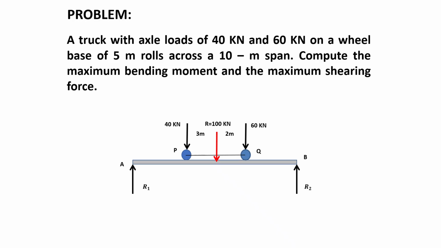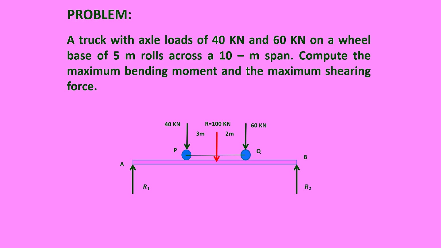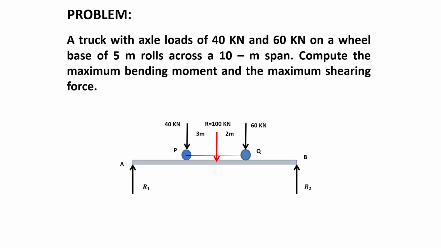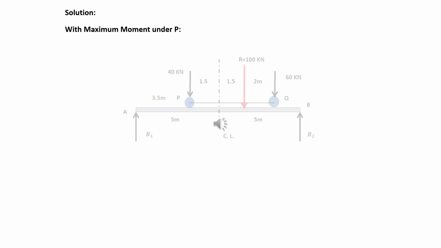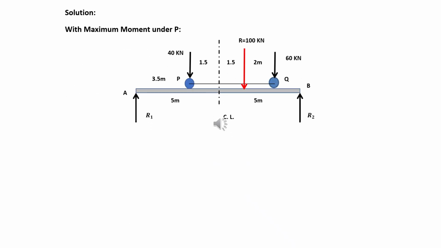Let us now start solving a problem. A truck with axle loads of 40 kN and 60 kN on a wheelbase of 5 meters rolls across a 10-meter span. In this given situation, we need to compute for the maximum bending moment and the maximum shearing force. Let's see the figure below. Let us now start solving the problem.